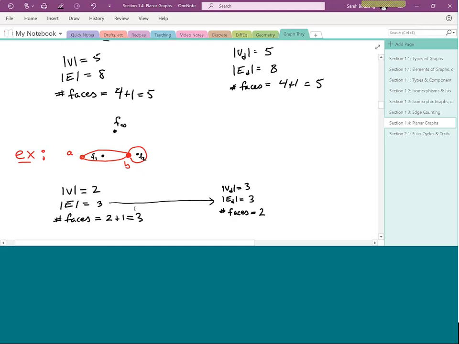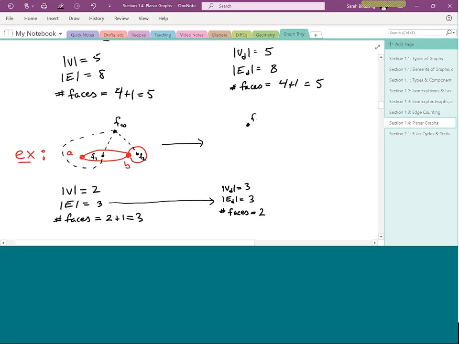So if we look at F1, we'll have 1 edge that goes through the top half of the multi-edge A to B, and the second edge would go through the other half of that multi-edge. And if we then look at F2, it's got a single loop. So here, we'll have 1 edge that goes through that loop, and so it's going to end up at the unbounded face.